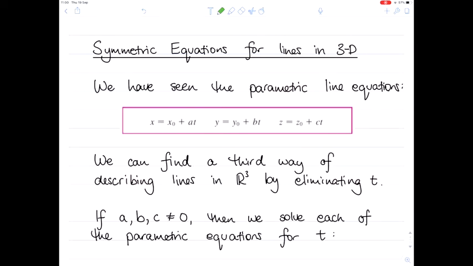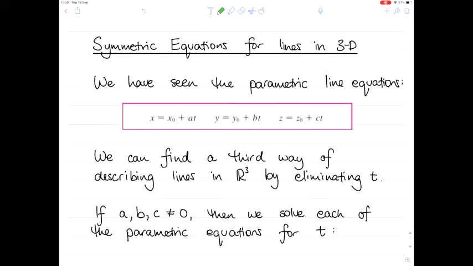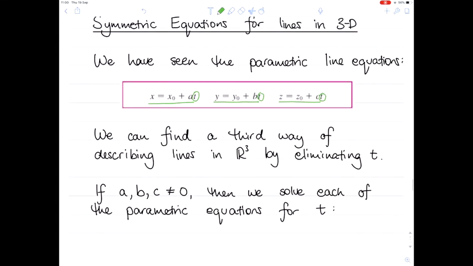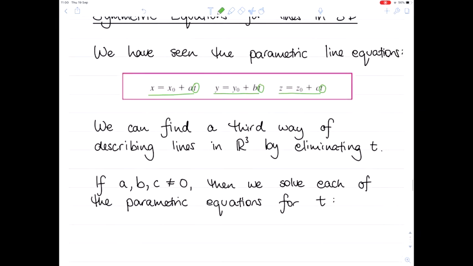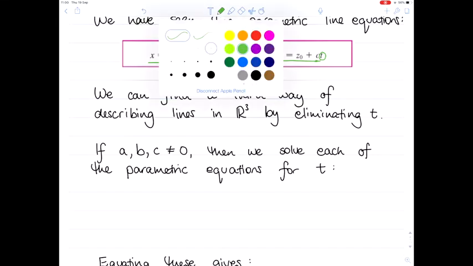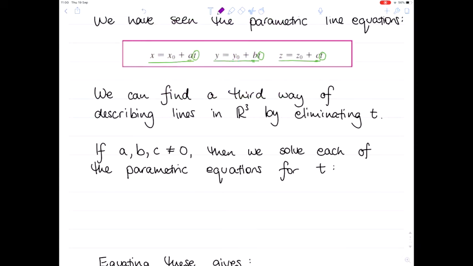Now we come to our third way of expressing equations for lines in 3D. So we've seen the parametric line equations. So this is where we split our vector equation up into 3 equations. And you'll notice that in each of these equations we have a common variable. We have a t. So we find what are called the symmetric equations by solving for t. So I'm first going to look at the case where a, b, and c are not equal to 0, and then we'll deal with the alternative to that a little bit later.